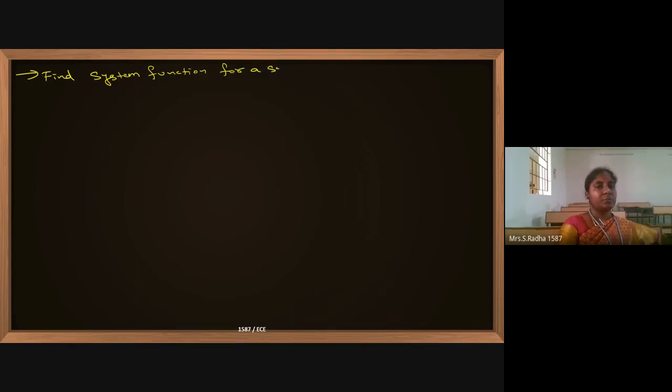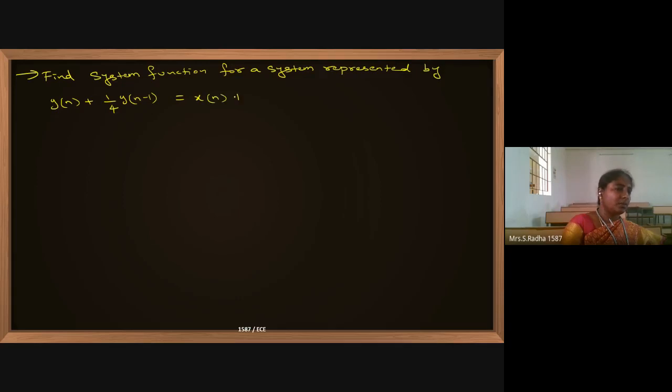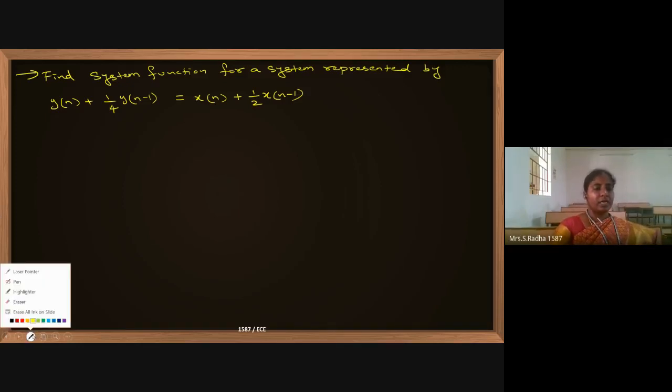for a system represented by y of n plus 1 by 4 y of n minus 1 equal to x of n plus 1 by 2 x of n minus 1. Okay, this is the system. Input and output are related with the equation given.